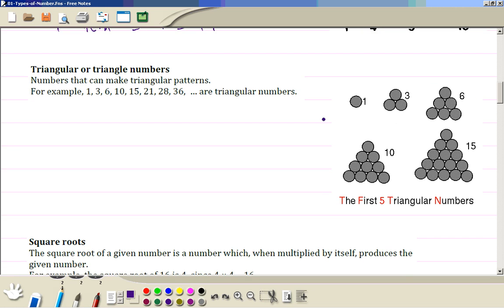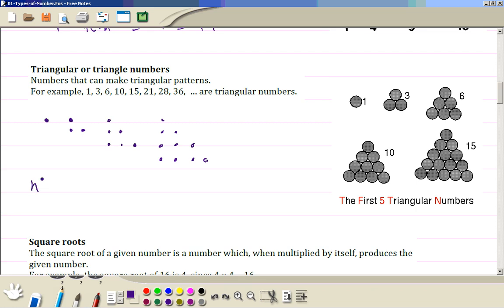Triangular numbers, you can draw them like this. First one, then you draw 2 numbers underneath, then you draw 3 more here, then you can draw 4 more like this.